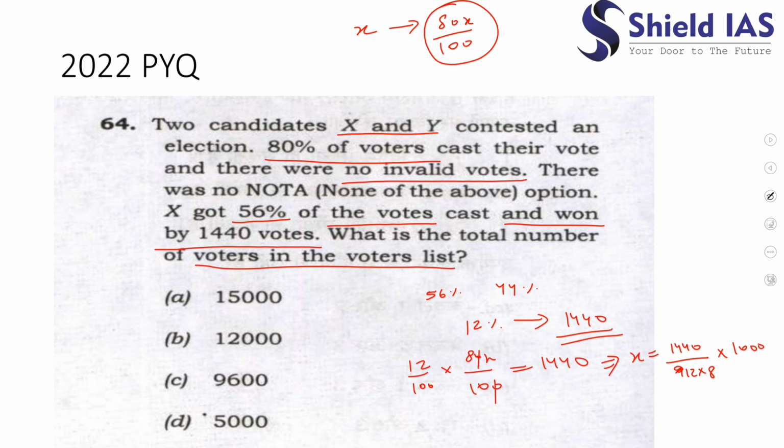So please calculate what is 1440 divided by 12 into 8. Okay, 1440 divided by 12 becomes 120. Yes, 120 divided by 8 is 15. So the X value would be 15,000. Yes, so the correct answer would be A.